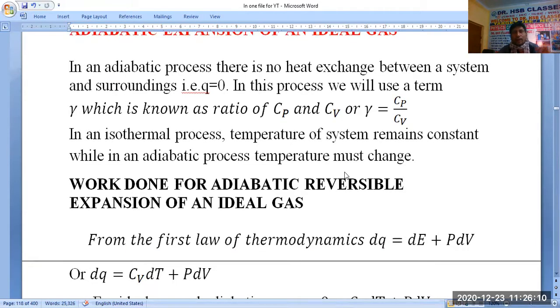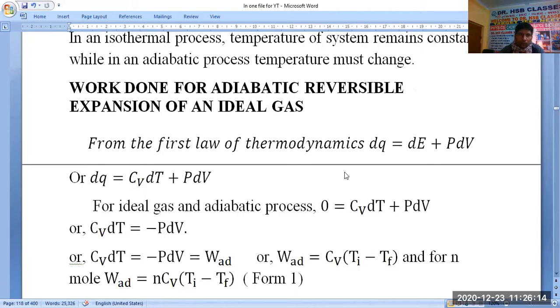So, work done for adiabatic reversible expansion of an ideal gas. What is that? We know from the first law of thermodynamics, dq equal to dE plus pdV, where dE is the internal energy change, pdV is the mechanical work done, and dq is the heat absorbed by the system. If the absorbed heat is equal to 0, then in the adiabatic process 0 equal to dE plus pdV.